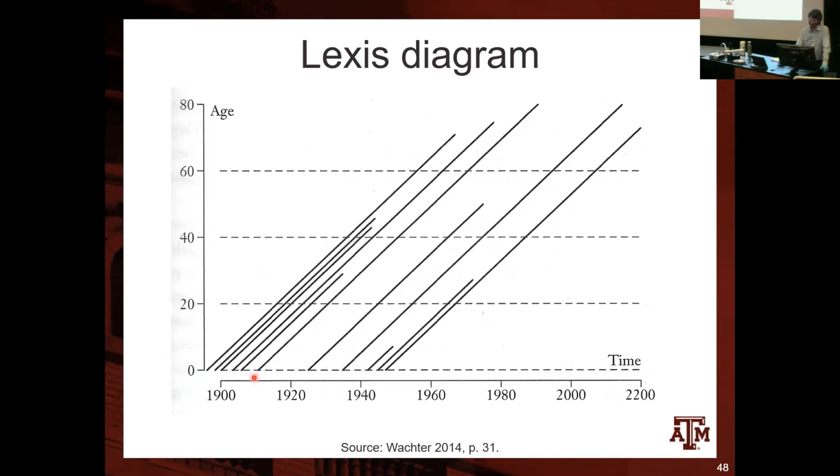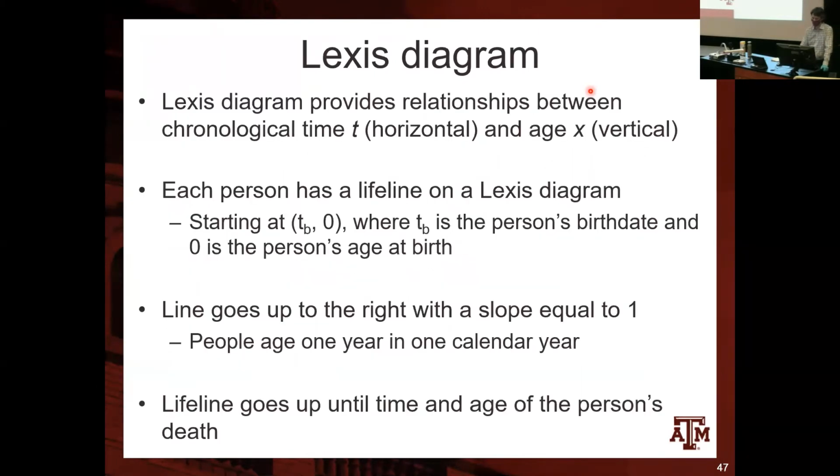So the lines start in the year that the person was born and finish in the year that the person died. And here is the age that the person died. And of course, everybody when born is 0 years old. Each one of these lifelines represents one person in my population.